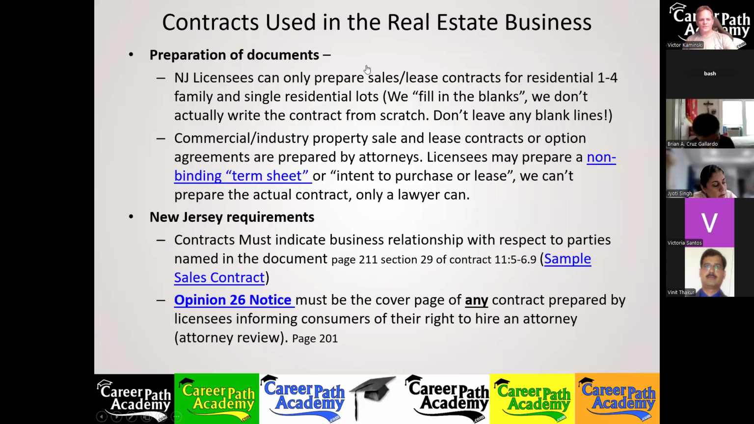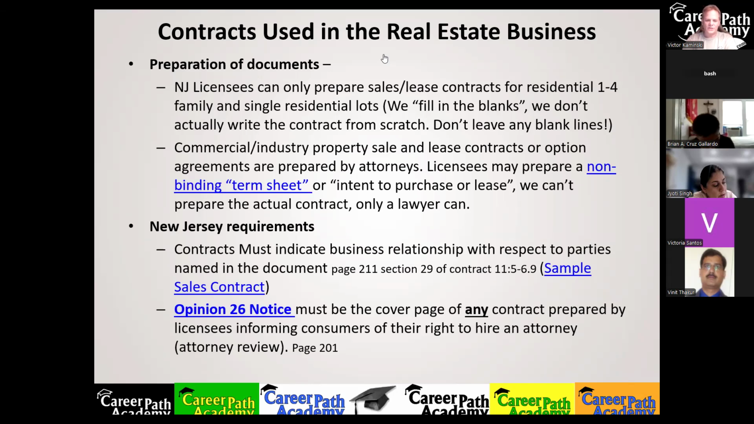So, contracts used in the real estate business. The rest of this chapter is pretty much going to be talking about the contract. It's going to be a recap of a lot of the stuff that we've already gone over in previous chapters. Okay, so preparation of contracts. We don't actually write contracts from scratch. We already have contracts that have been written by attorneys and approved by the Real Estate Commission. So these contracts, we just need to fill in the blank lines. Don't leave any blank lines, basically.